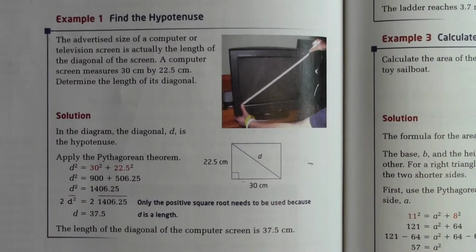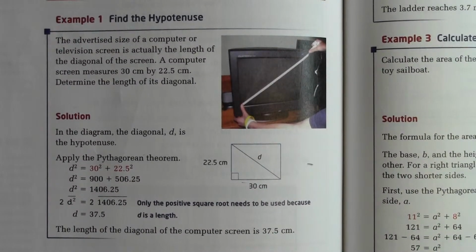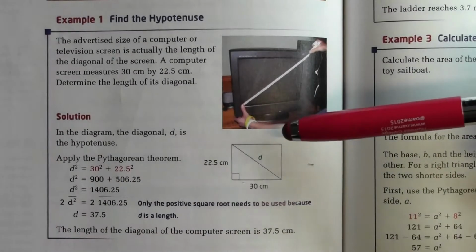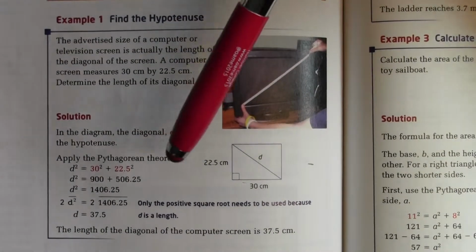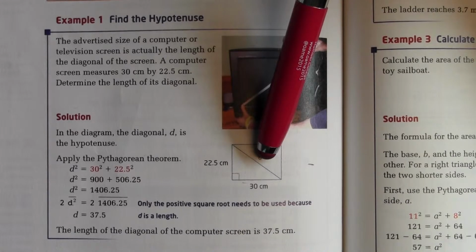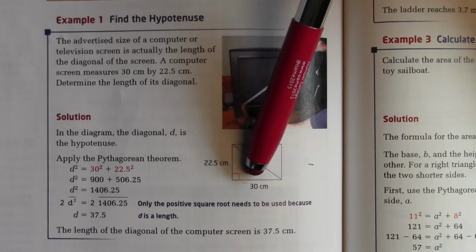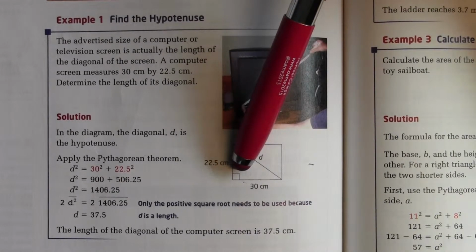Okay, we're continuing section 8.1. We're looking at the Pythagorean Theorem. So we just finished example 1. We were looking for the hypotenuse side. This is in fact the easier side to find using the Pythagorean Theorem.